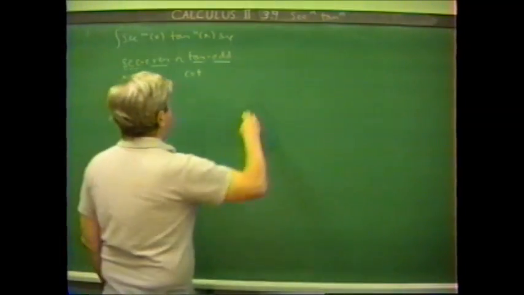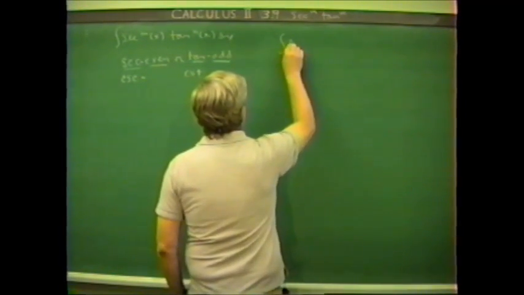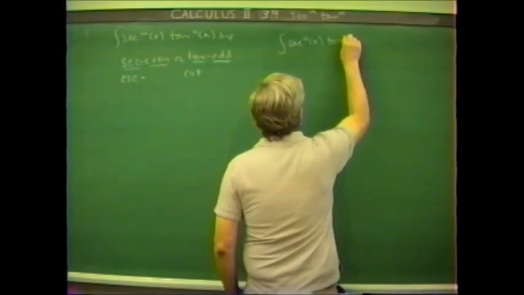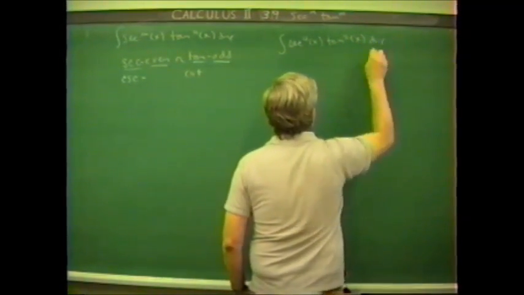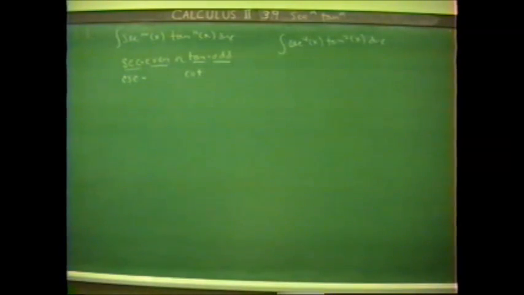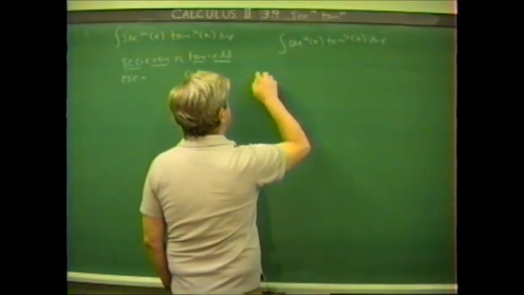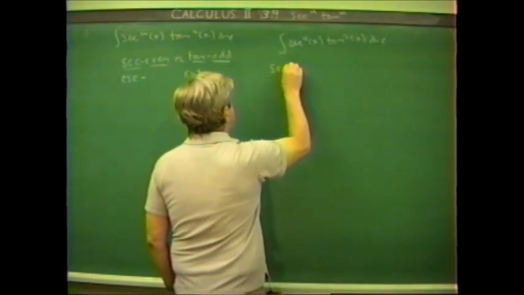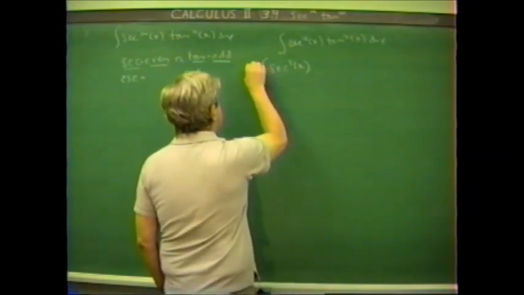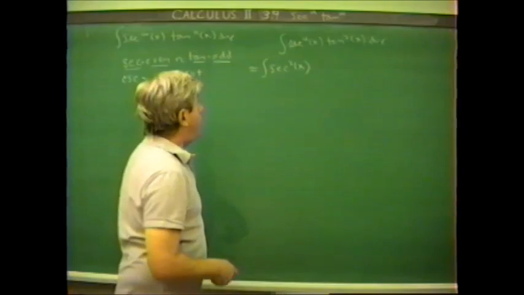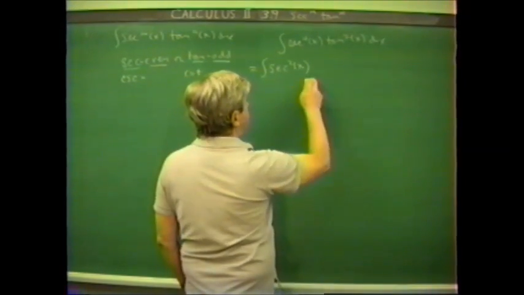Let's take a look at an example. Antiderivative of secant to the 4th of x, tangent squared of x dx. Now the secant here is even. So what we do is we save the derivative of the tangent, that's to say secant squared, and change everything else over to tangents. So the other secant squared becomes what? Tangent squared plus 1 is secant squared.